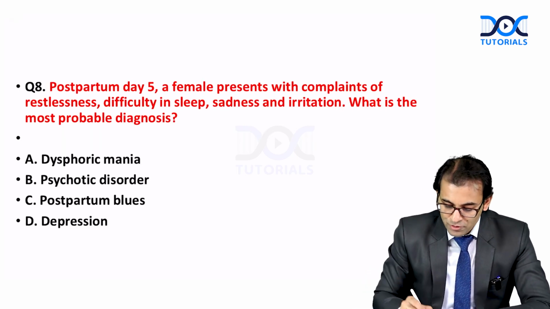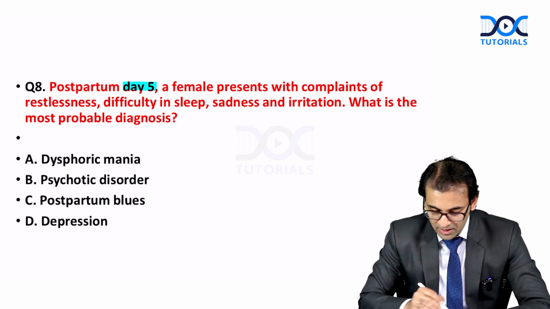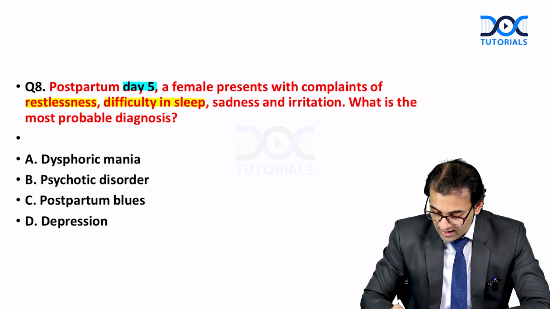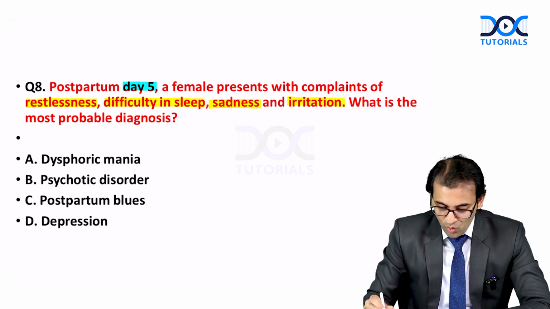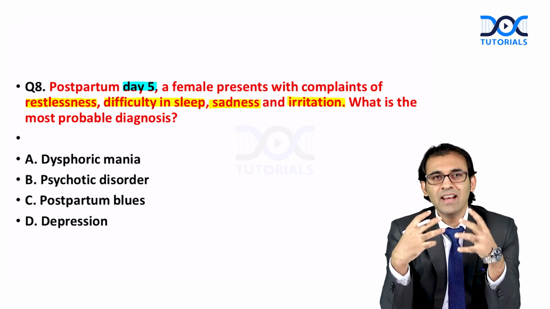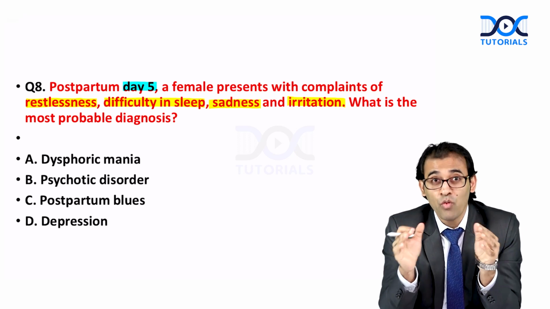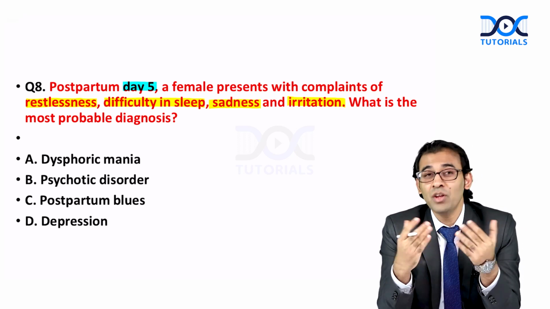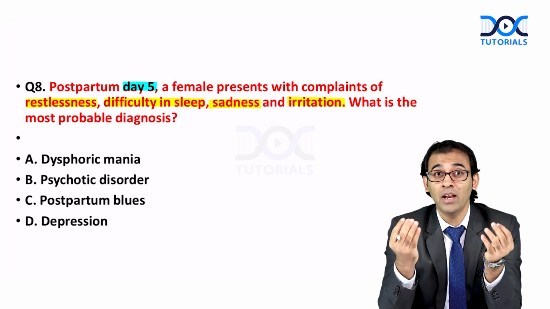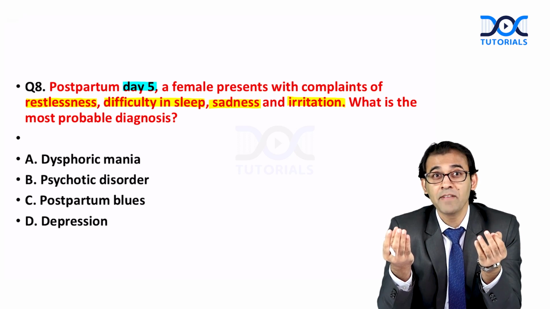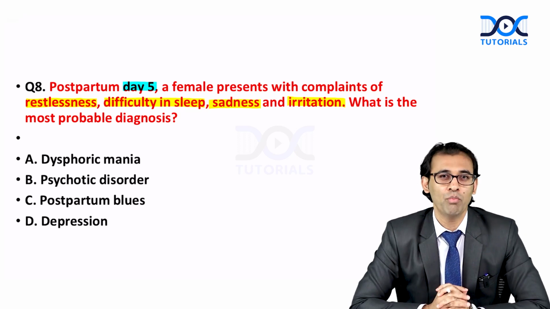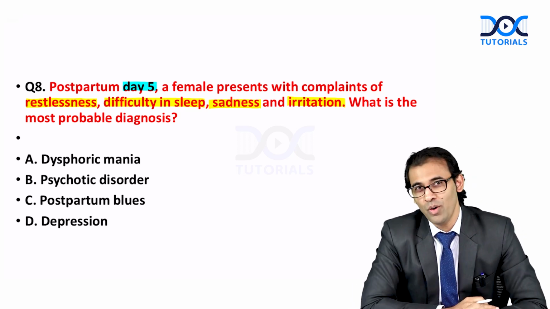Next question. Postpartum day 5. A female presents with complaints of restlessness, difficulty in sleep, insomnia, sadness, and irritation. What is the most probable diagnosis? After delivery, the mother can have a fluctuation of mood. Why? Because there will be an imbalance in hormones, right? Most importantly hormones like oxytocin, progesterone and prolactin, and these are the most important hormones which can affect serotonin.